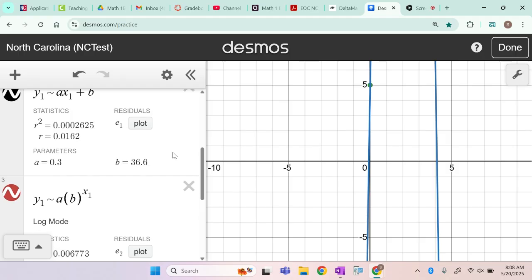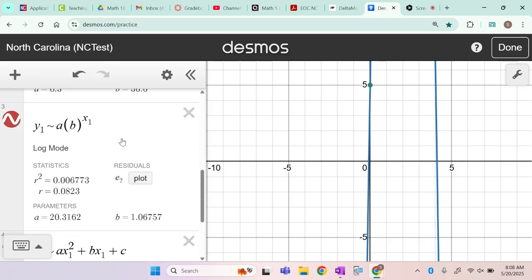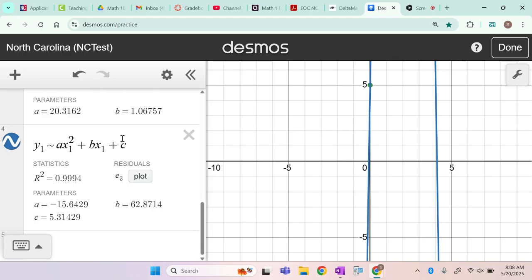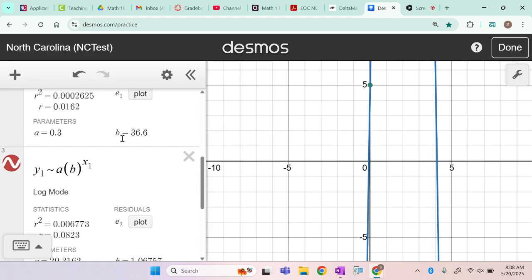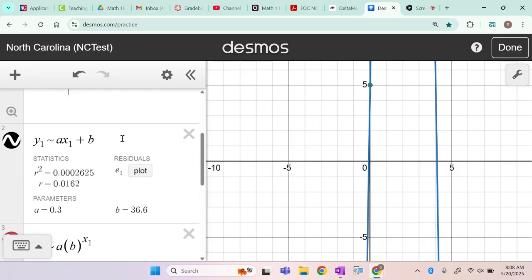All right, now, who remembers how you can tell which one is the better fit? There's something that they give you in all of this little statistics thing that will tell us which one's the best fit. What do you think it is? R squared. So you can either use R or R squared. Now, quadratic does not have an R. So typically you just use R squared.